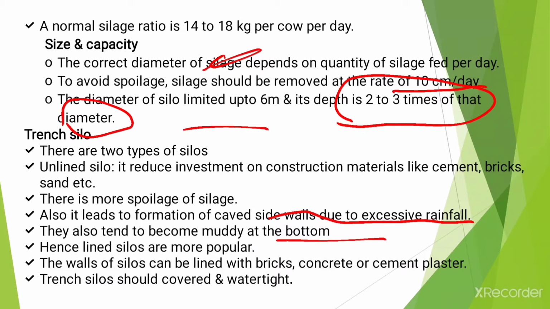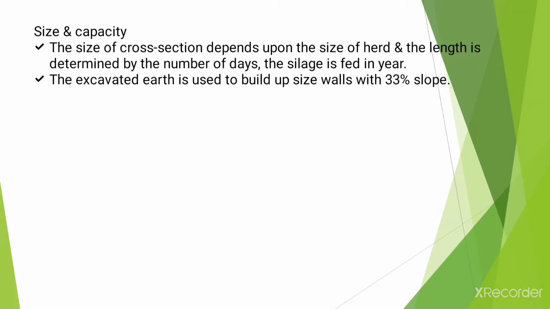The walls of silos can be lined with bricks, concrete, or cement plaster, and trench silos should be covered and watertight. Now, the next point is size and capacity. The size of the cross section depends upon the size of the herd, and the length is determined by the number of days the silage is fed in a year. The excavated earth is used to build up the side walls with a 33% slope.